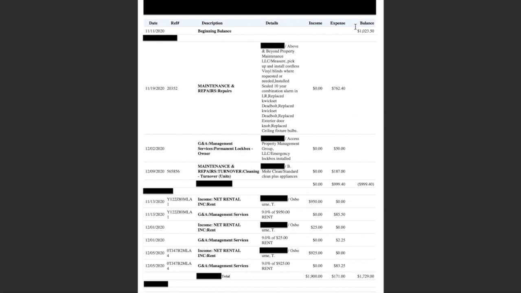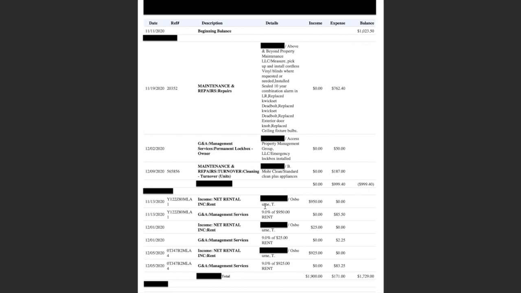So we have a starting balance here, $1,023. This is what we started the period with on November 11th in this case. And we have activity for this particular building. There's no income because it's vacant. And we have a total of $999 of expenses, which were related to the turnover in this case. So we have a summary effect on cash for this building of minus $999.